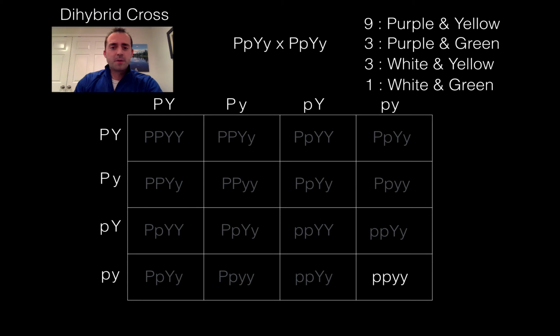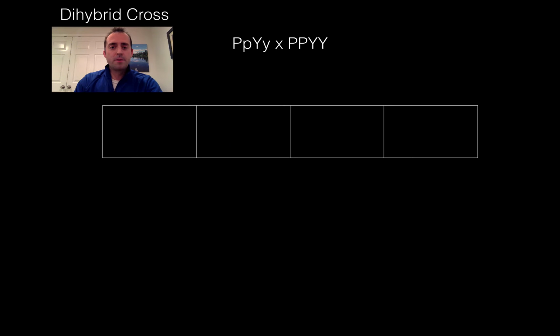So when you fill out this 4x4 Punnett square, you're never going to have to fill out all 16 boxes, because if you can remember 9, 3, 3, 1, 9 dominant for both traits, 3 dominant for the first, recessive for the second, 3 recessive for the first, dominant for the second, and 1 recessive for both, you'll never have to fill out all 16 boxes. But dihybrid crosses are important to be able to do.